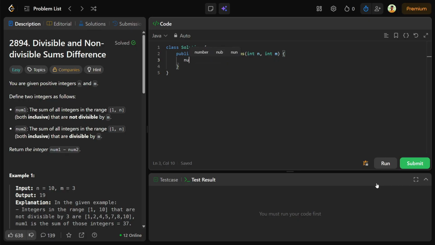So num2 will be divisible by m, and num1 will not be divisible by m, and we have to return num1 minus num2. So how to calculate num1 and num2?